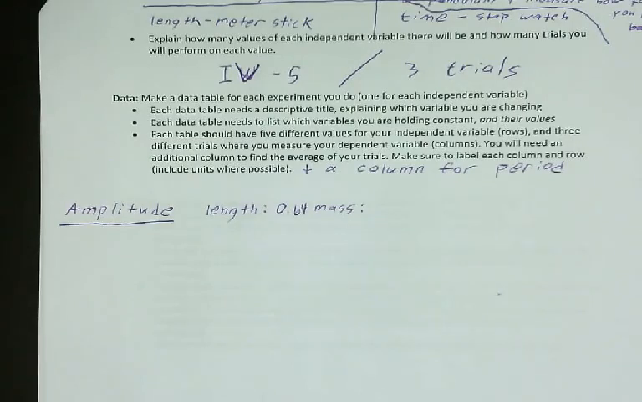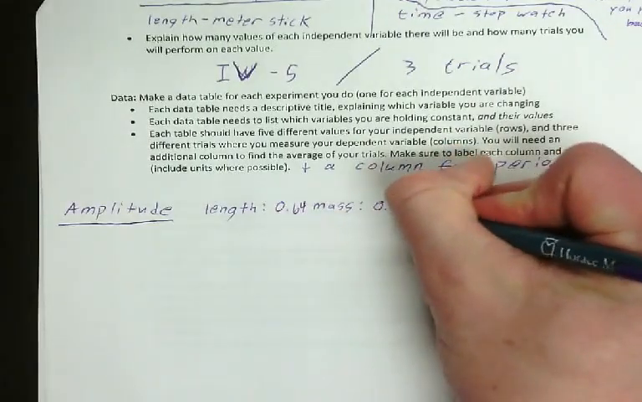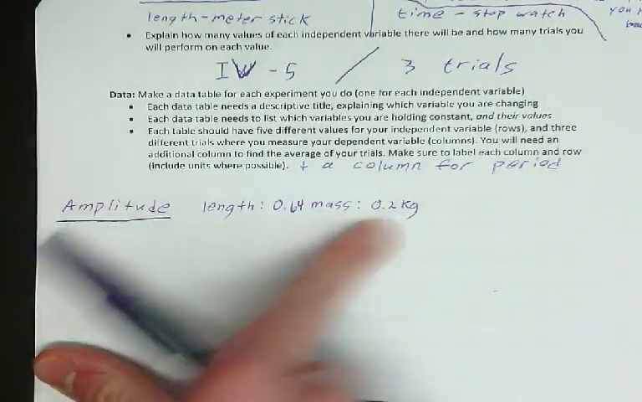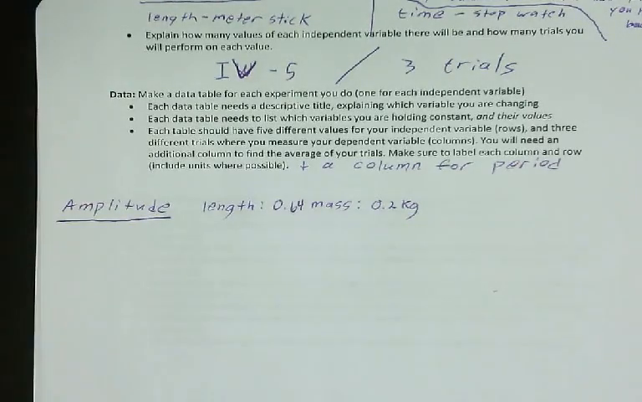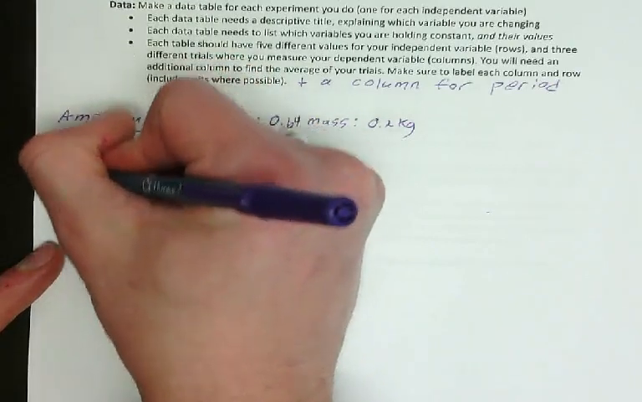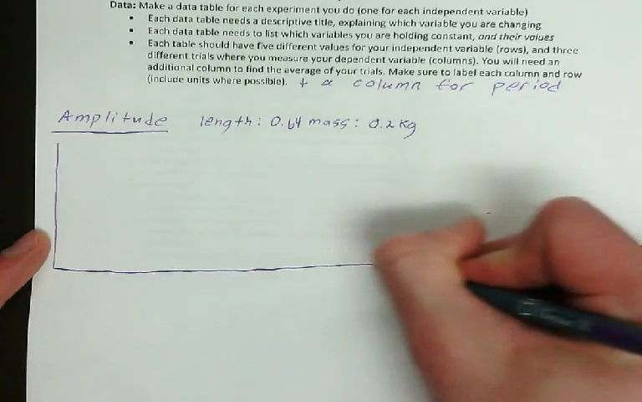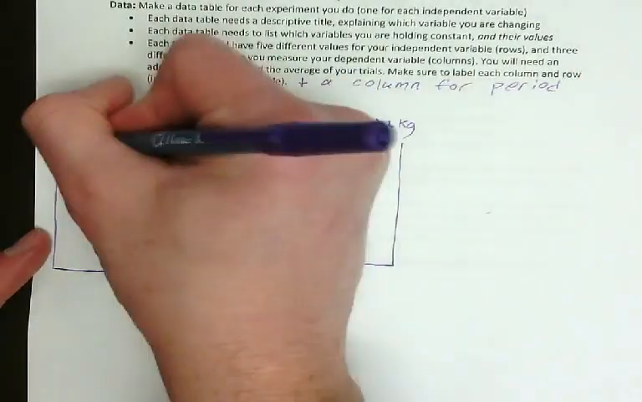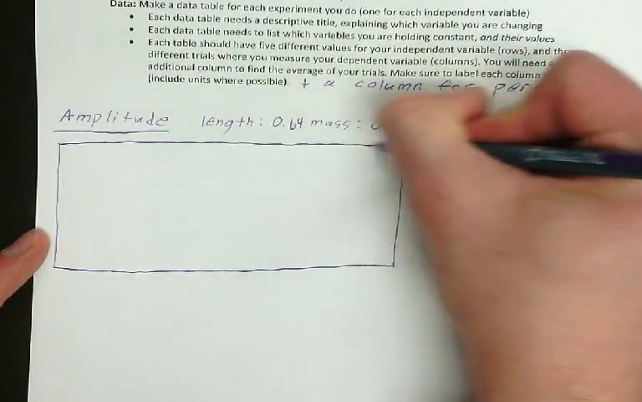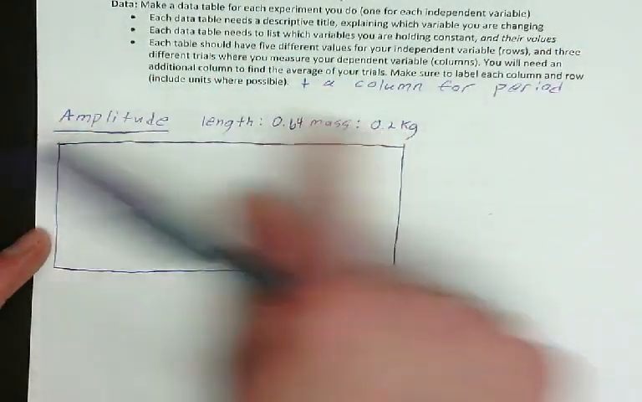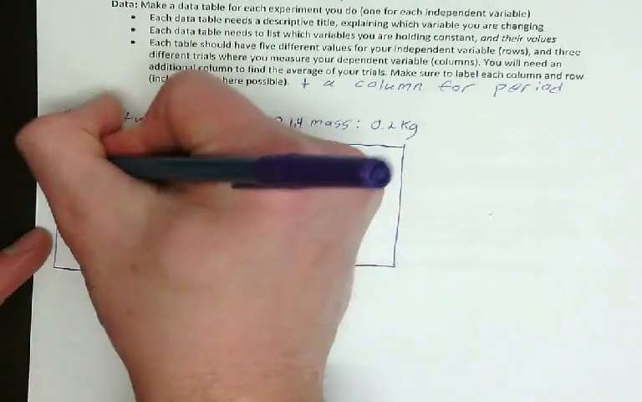This is a 200 gram mass, so in kilograms that'd be 0.2. Okay, so I got my title. I've measured my 2 values that are going to be constant. So then I'm ready to make my table. So my table is going to need 5 rows and 6 columns. Now, don't write these numbers, but do make the table with me.